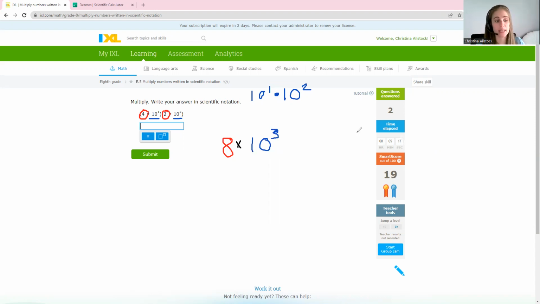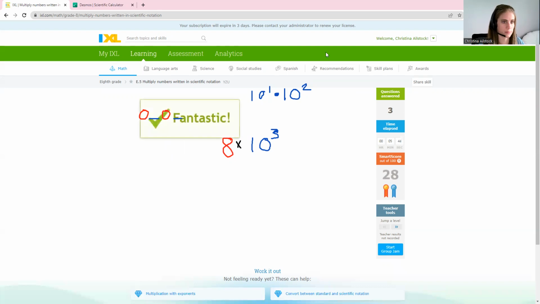We have 8 and 10 to the third. Is this in correct scientific notation before I type it out? Yep, because my coefficient right here of an 8 is a value less than 10, so we don't need to move any decimal points and add any exponent values. We're good to go right there. 8 times 10 to the third.